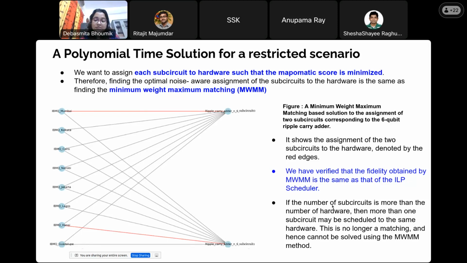But if the number of subcircuits is more than the number of hardwares, then matching is not possible, because more than one subcircuit then has to be scheduled to the same hardware. So this is no longer a matching, and hence it cannot be solved using the minimum weight maximum matching method.